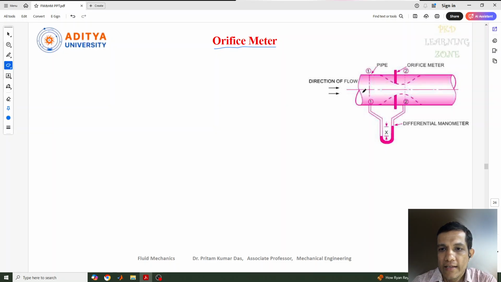Okay, and if you compare this device with the venturi meter, it has some advantages and some disadvantages. So in the advantages, this device, the orifice meter, is cheaper in price. The cost of this orifice meter is less, or you can say the cost of the product is less. This is the first one. And apart from that, it is easy to install in a pipe. So installation is easy. This is the second point.